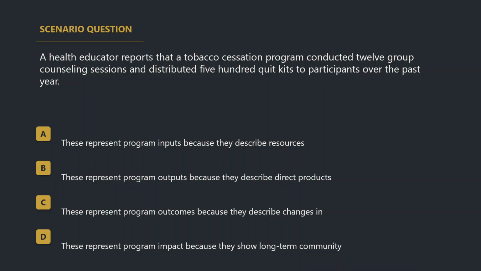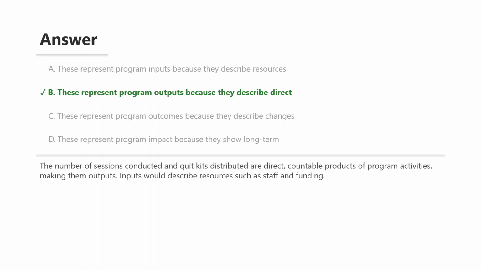The correct answer is B. The number of sessions conducted and quit kits distributed are direct, countable products of program activities, making them outputs. Inputs would describe resources such as staff and funding. Outcomes would describe changes in participant knowledge or behavior. Impact would describe long-term changes in tobacco-related disease rates.